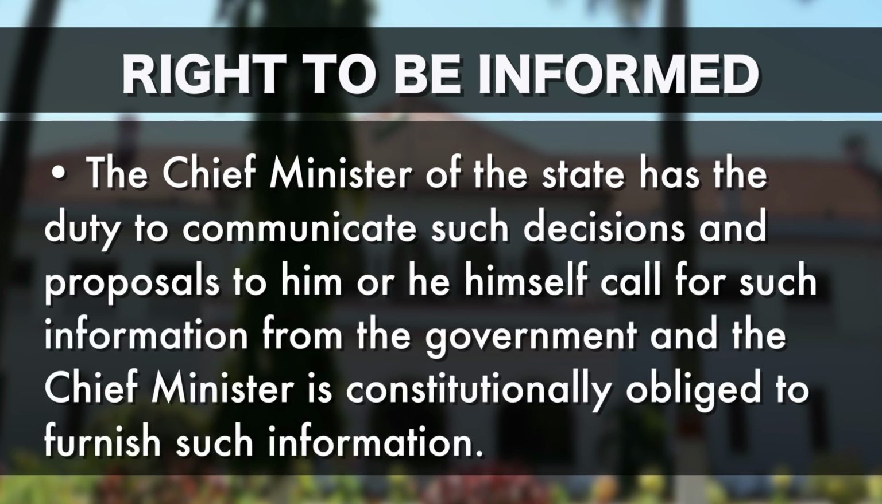The governor has the right to keep himself informed about all decisions taken by the Council of Ministers relating to the administration of the affairs of the state and proposals for legislation. The Chief Minister of the state has the duty to communicate such decisions and proposals to him, or he himself can call for such information from the government, and the Chief Minister is constitutionally obliged to furnish such information.